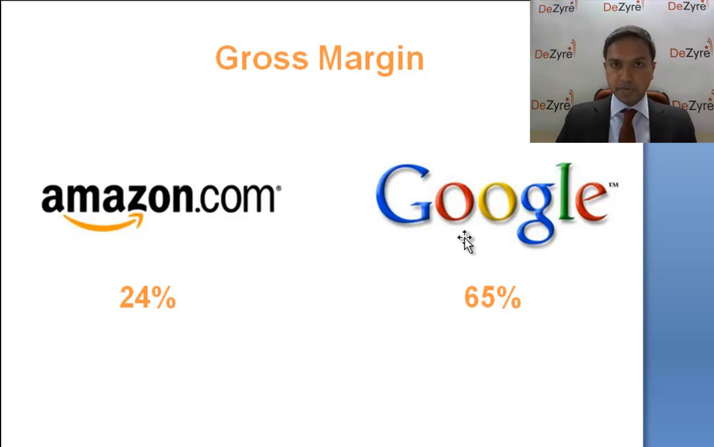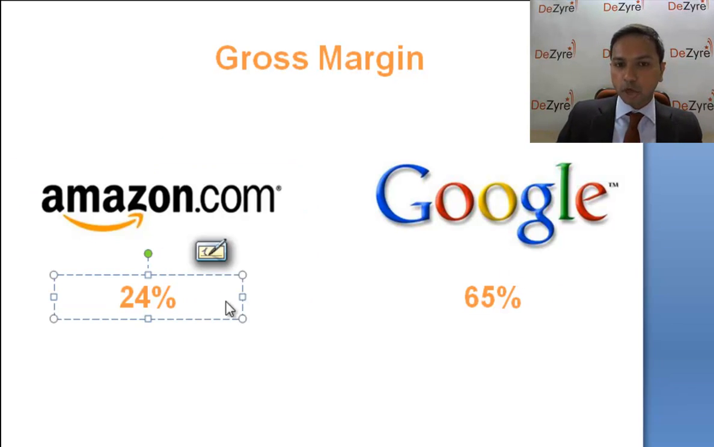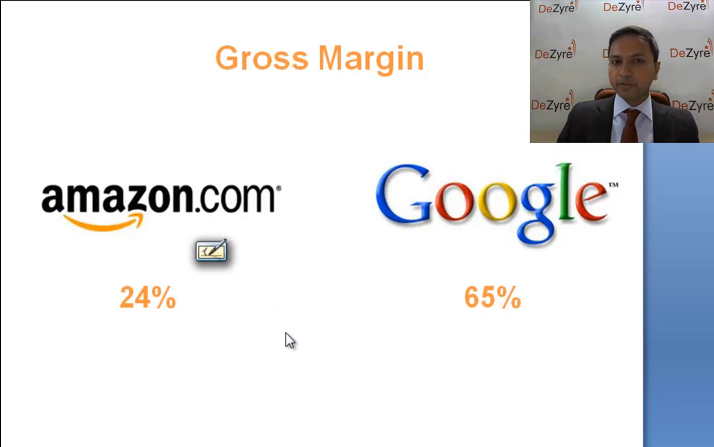But you, being a corporate finance professional and having learned what a gross margin is, will know that just because their gross margins are different does not mean one company is worse than the other. No, Amazon.com is the #1 e-commerce company. Google is the #1 search company, and both are outstanding, world-class managed companies. The reason Amazon's gross margin is only 24% of their revenues is because, what does Amazon sell?